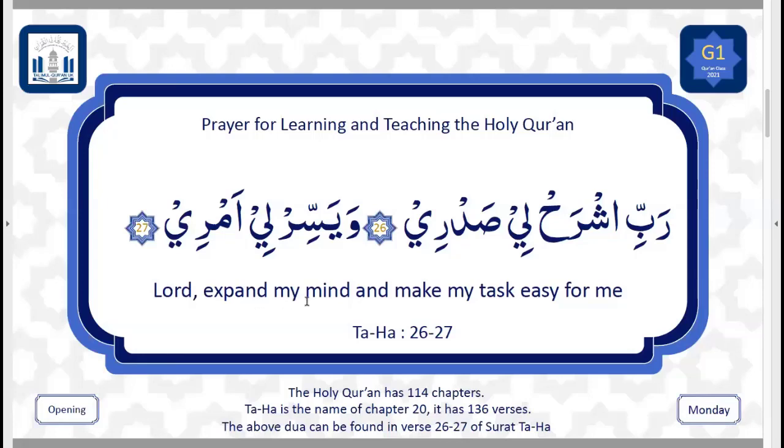Lord, expand my mind and make my task easy for me. Very nice. And do you know what this means, Taha 26 to 27? It's in the Quran in Surah Taha, and the verse is 26 and 27. So this part is verse 26 and this part is verse 27. Probably you can have a grown-up with you after the class and they can show it to you in the Holy Quran where it is. Jazakumullah G1506. Allah Hafiz.